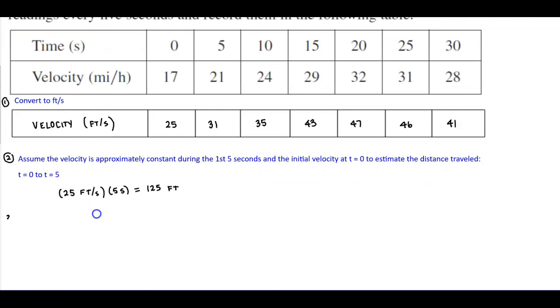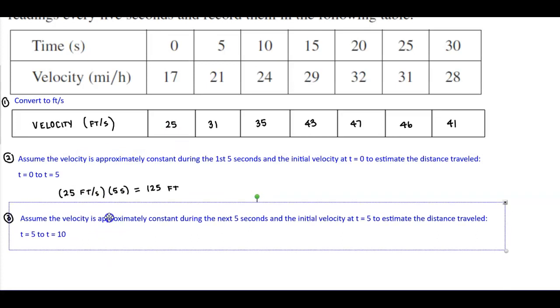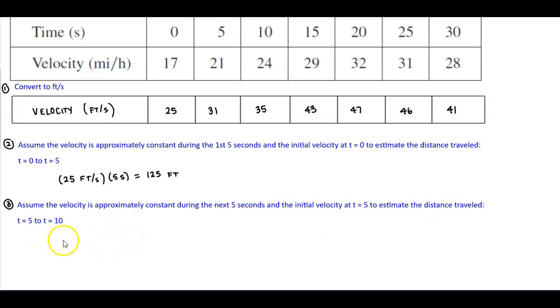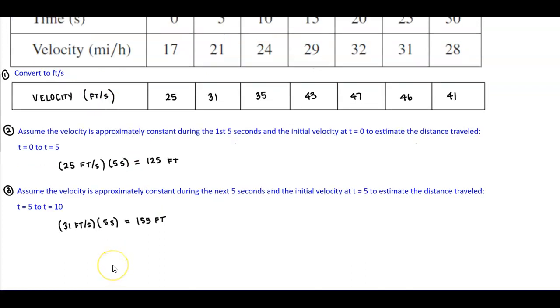Okay, now next we want to assume that the velocity is approximately constant during the next 5 seconds, using the initial velocity at t equals 5, to estimate the distance traveled from t equals 5 to t equals 10. So we can take now 31 feet per second times 5 seconds, which is equal to 155 feet.